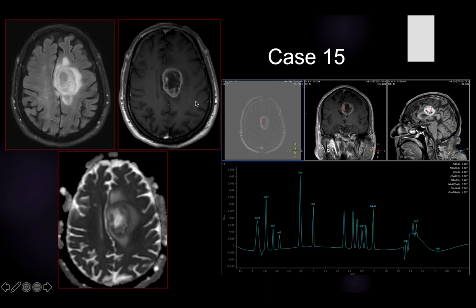This is a typical example for GBM. If we want to further differentiate between the GBM and the metastasis, we can put a voxel of the MR spectroscopy in the surrounding edema, searching for the choline peak. In the glioblastoma multiforme, the choline peak is usually present, while in the metastasis, it is usually not present.